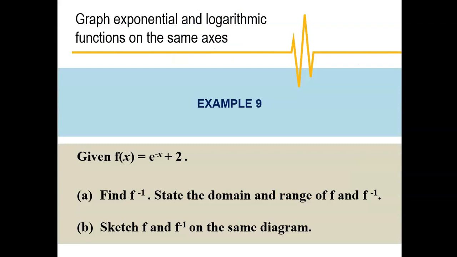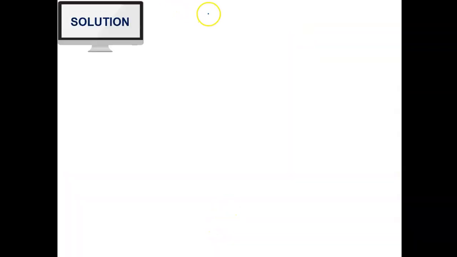Okay, so now, given e to the power of negative x plus 2, find f inverse, state the domain and range, and sketch on the same diagram e to the power of negative x plus 2.